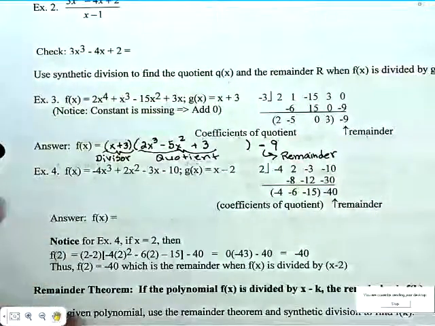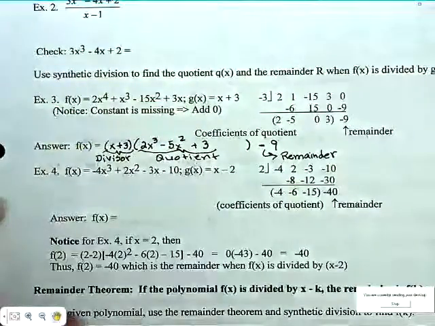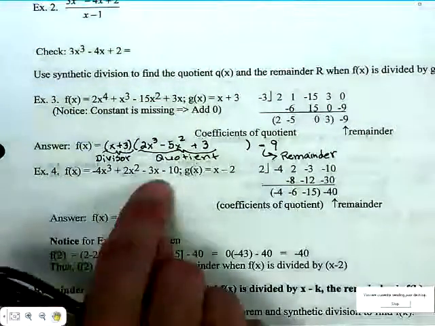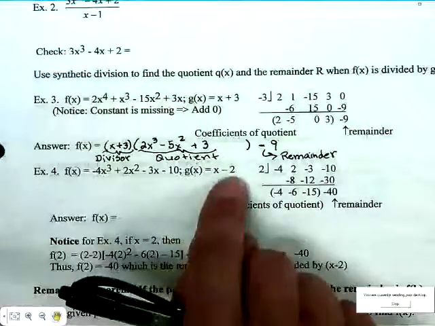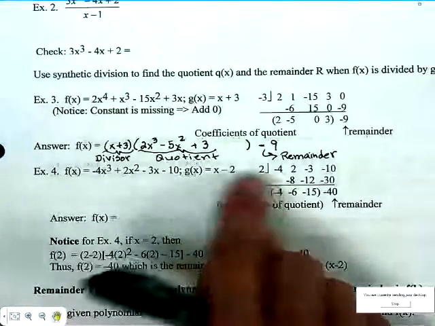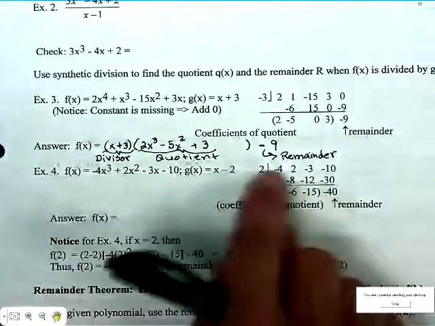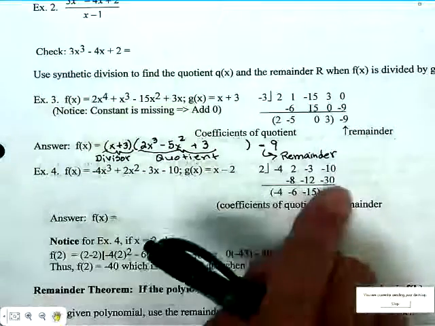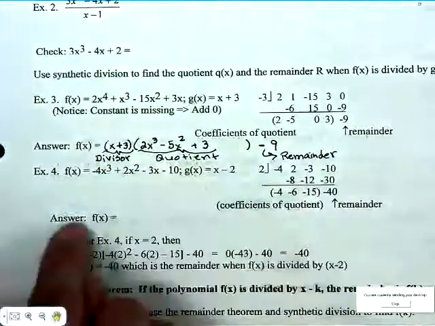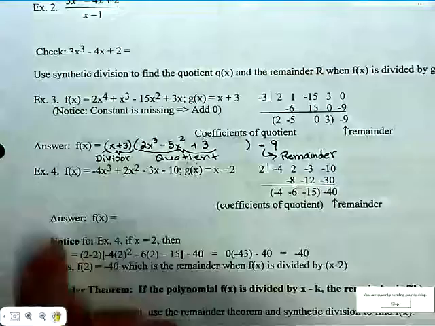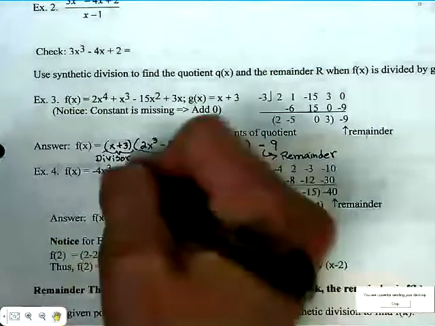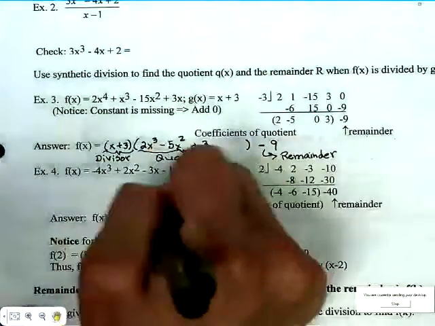All right, so example 4, we're dividing a third degree polynomial by x minus 2. That's why I have positive 2 in the box. I wasn't missing any terms in the dividend, so I did the synthetic division. I want to write this answer as the divisor, which was x minus 2, times, what's the quotient?